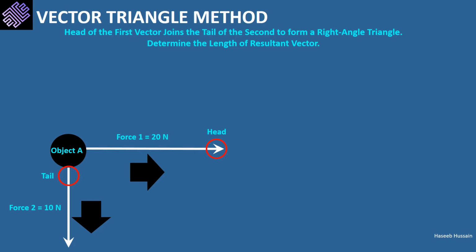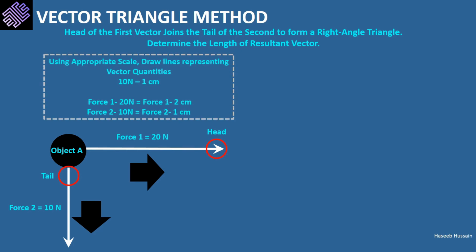The first thing in this method is to determine the scale for drawing the lines. Forces and velocity are invisible terms. You can't just see them with your eye, but you can experience their effects. Force will push or pull an object in a certain direction, while velocity will move the object in a certain direction. To represent these quantities in a two-dimensional space, we use a line with appropriate scale through ratio method. On our scale, 10 Newton is represented by 1 centimeter. So a force of 20 Newton will yield a length of 2 centimeters, while a force of 10 Newton will yield a length of 1 centimeter.